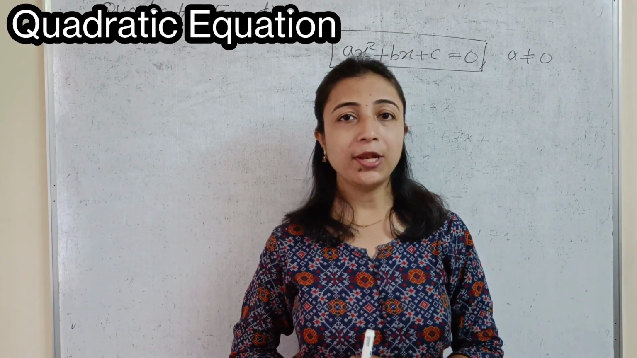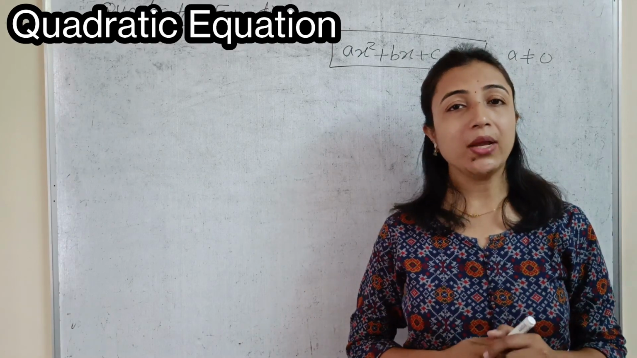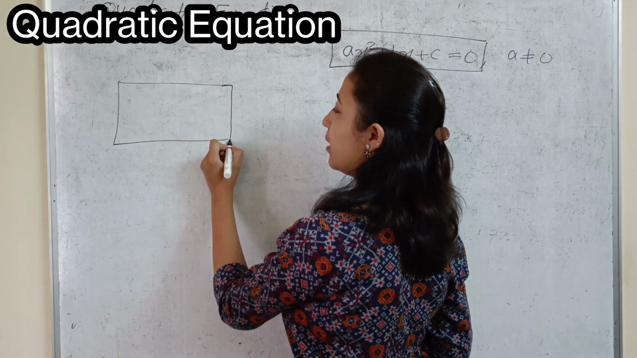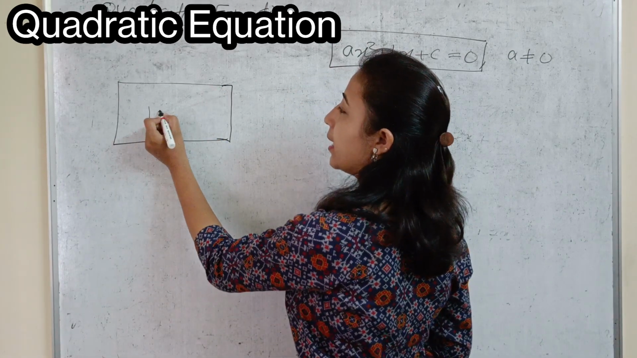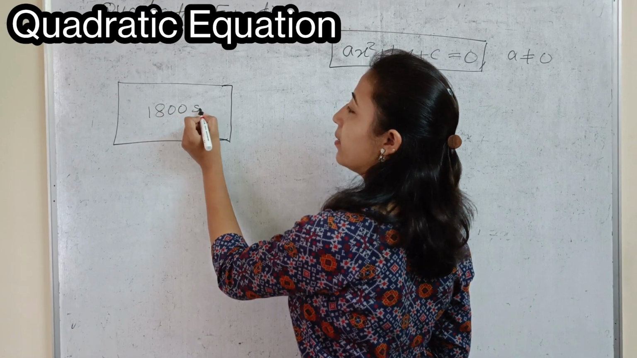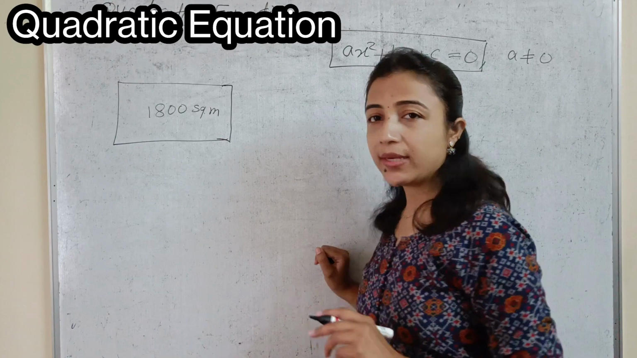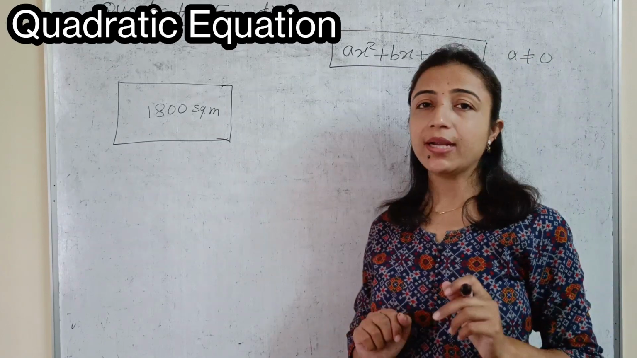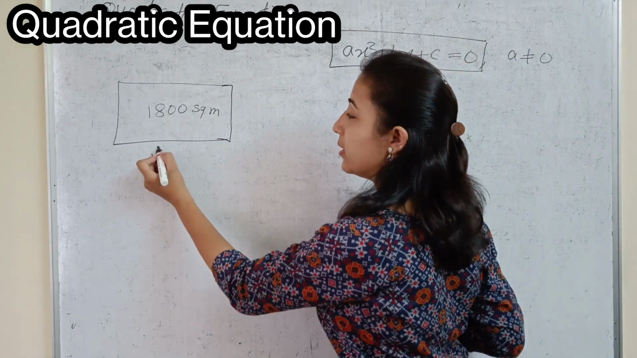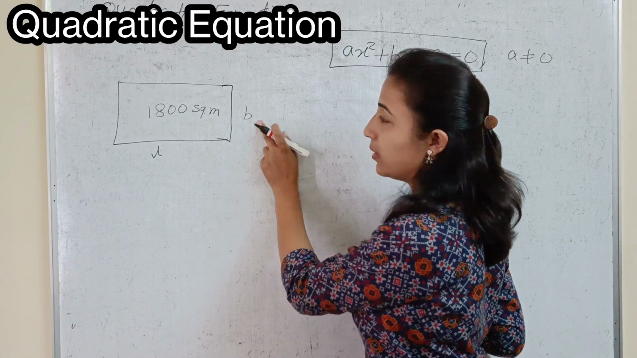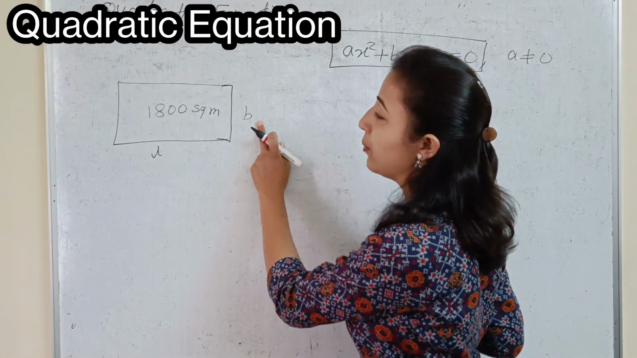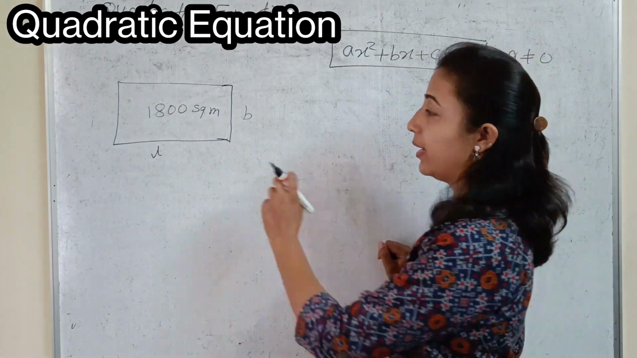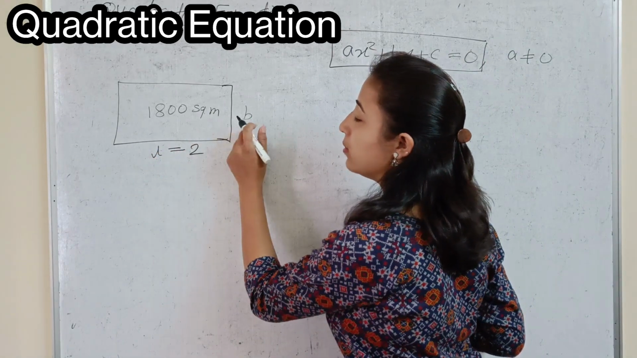So let's see one example. Let's suppose we are given a rectangular plot whose area is 1800 square meters. I know the area of this rectangle and I have to find the length and width of this rectangle with the given condition that the length is twice the width. So this is the width of the rectangular plot, and this is the length, and the condition given is that the length is twice the width of the plot.